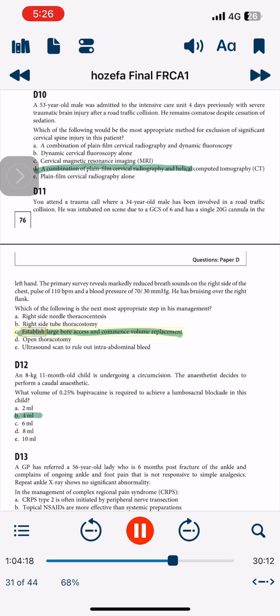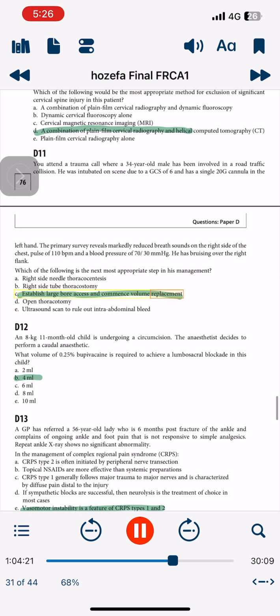D. Establish large bore access and commence volume replacement.